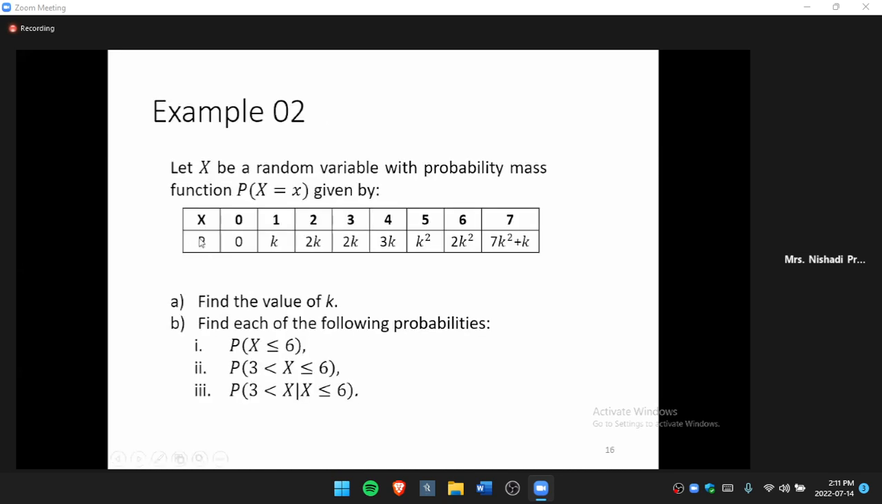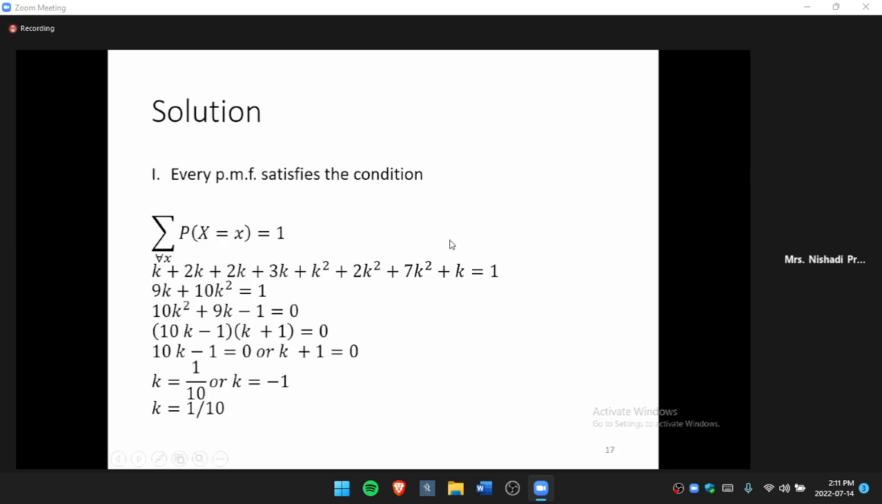What you need to do is add all the probabilities given in the table and equate the total probability to 1. So you will have a simple equation like this: k plus 2k plus 2k plus 3k plus k square plus 2k square plus 7k square plus k equals 1, because we know the total probability is equal to 1.